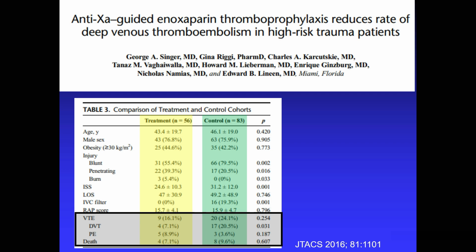The second publication was out of Miami and retrospectively compared patients receiving anti-10A level guided Lovenox dosing to a historic group at that center. And while the study group, here highlighted in yellow, demonstrated significant benefit with a lower DVT rate at 7% versus 20%, the overall VTE rate and PE rate did not reach statistical significance. The PE rate was actually slightly higher in the anti-10A guided group.